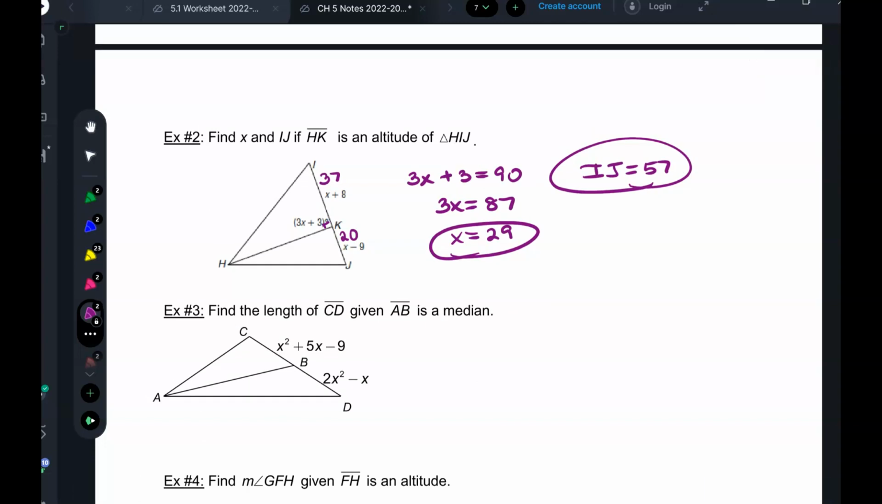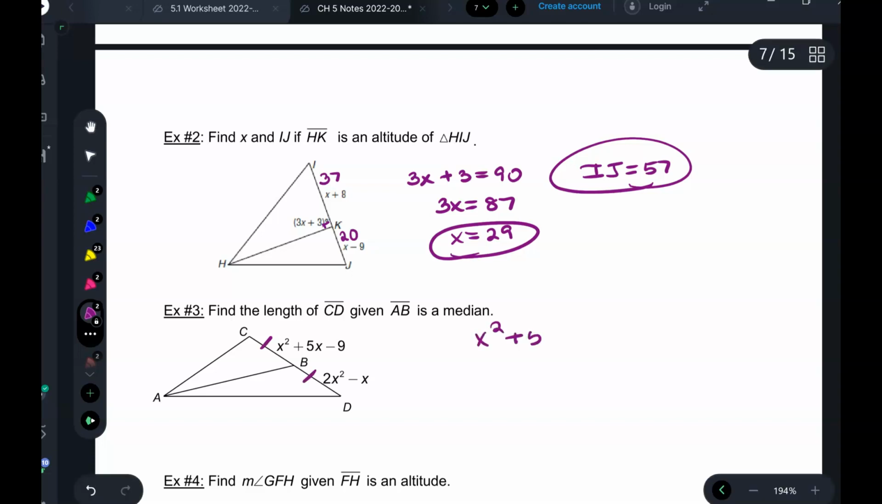All right. Length of CD given AB is a median. Now we have to remember, what did a median do? The two sides are congruent. Remember what I've been saying over and over again: we're either setting things equal to 90 or setting things equal to each other. There's no right angles in here at all. Median doesn't have anything to do with that.